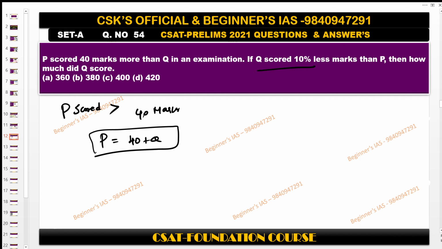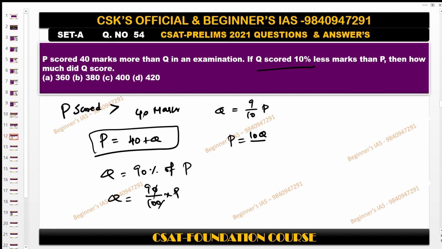According to the next one, Q scored 10% less than P. So what would be 10% less than P? It means 90% of P. Indirectly, 10% less than means scored 90% of P. So this is nothing but 90 by 100 into P. The zeros cancel, then Q is equal to 9 by 10 P. Convert this in terms of P. Cross multiply, so P is equal to 10Q by 9.